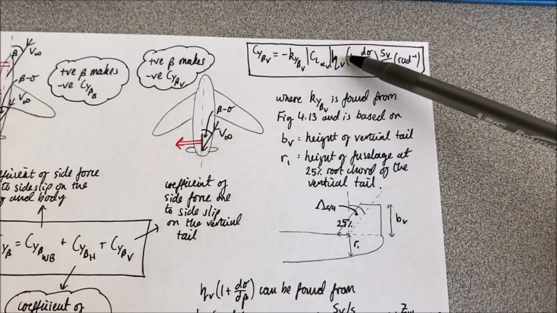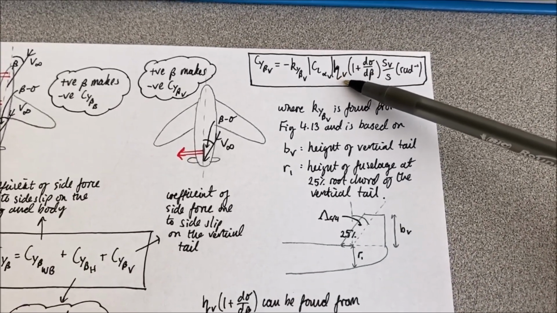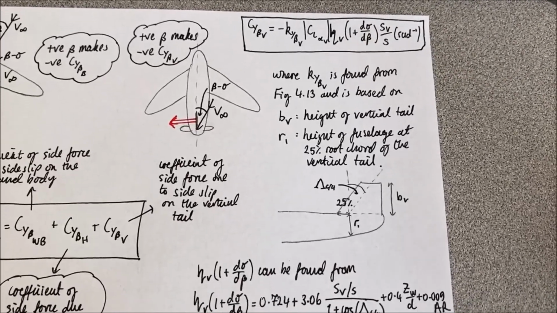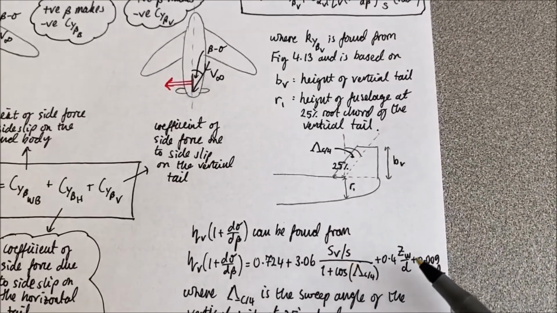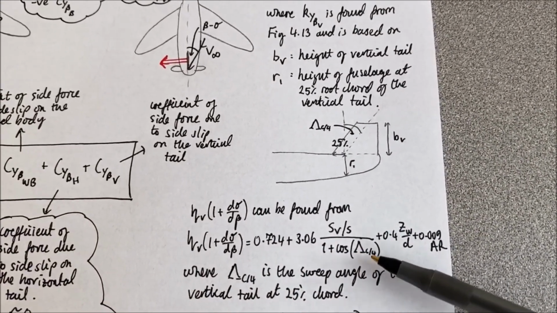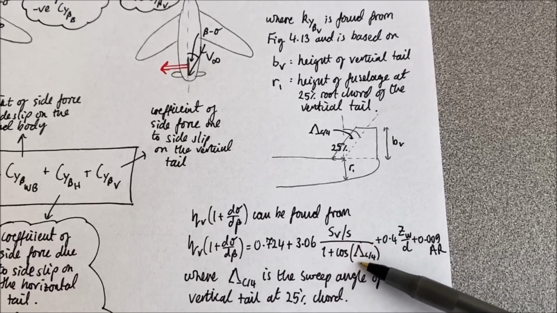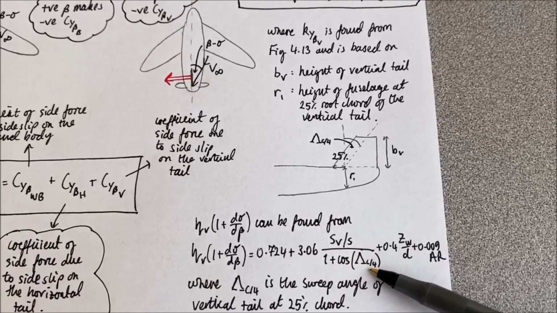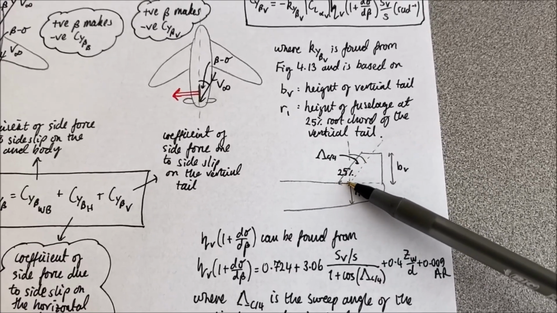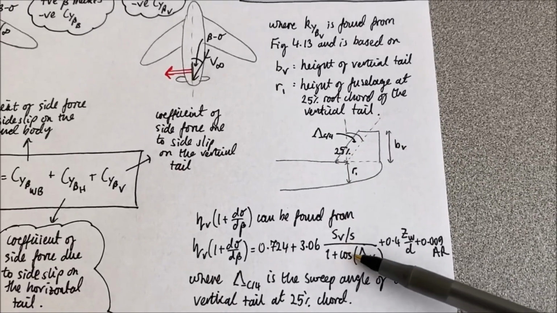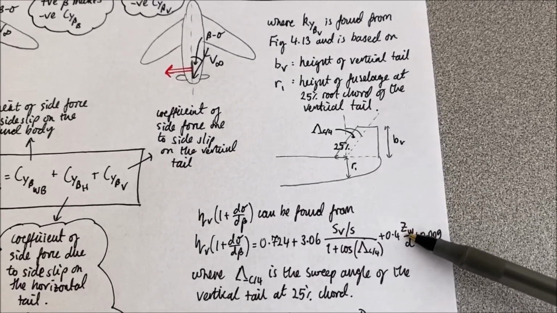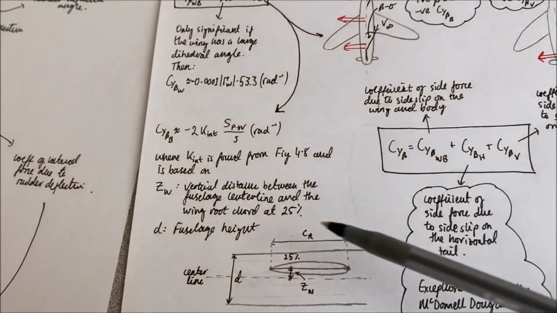Then this term here, the eta sub v into 1 plus the change in side wash angle with beta, is found using this formula here, where we've introduced this term here, the sweep angle at a quarter chord of the vertical tail. So again, a quarter chord of the vertical tail, this is the sweep angle, so that goes into there. Again, we're using our z sub w term, which we defined over here, right?